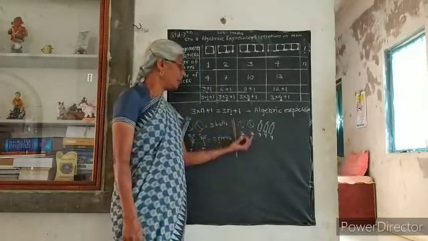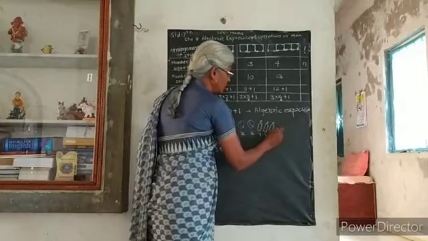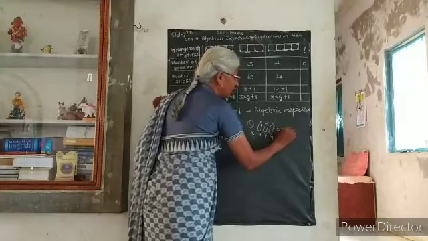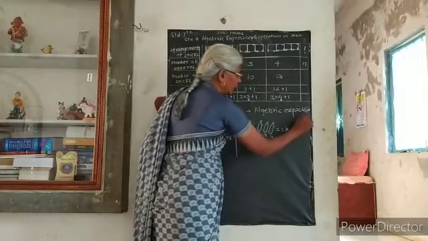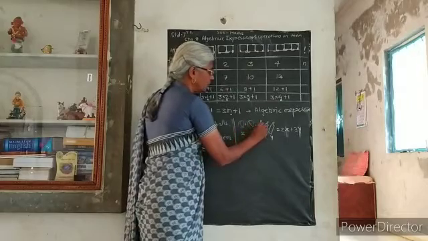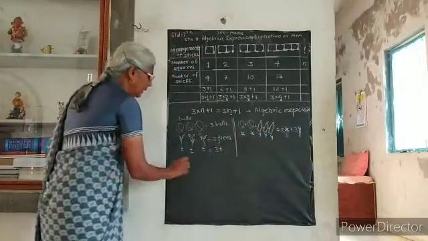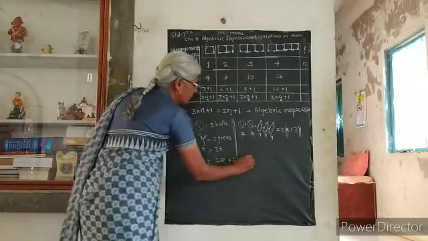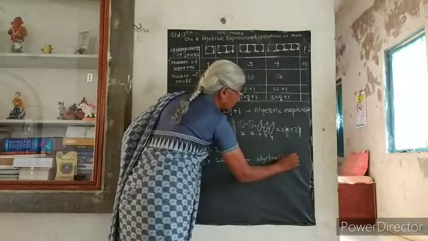Suppose the balls are denoted by x and the bats are denoted by y. Then how many balls? There are 2 balls. The balls are denoted by x. And how many bats? 3 bats. The bats are denoted by letter y. Then the summation is written like that: 2x plus 3y. 3t or 2x plus 3y, these are called algebraic expressions.